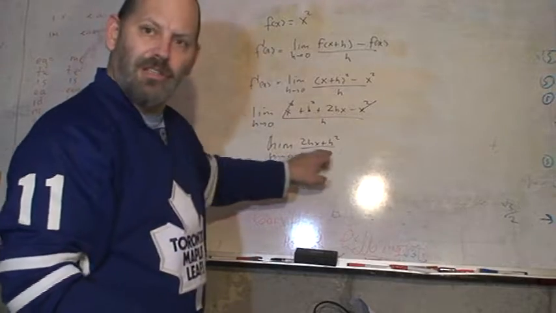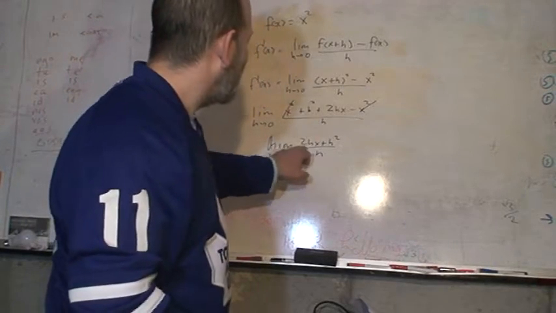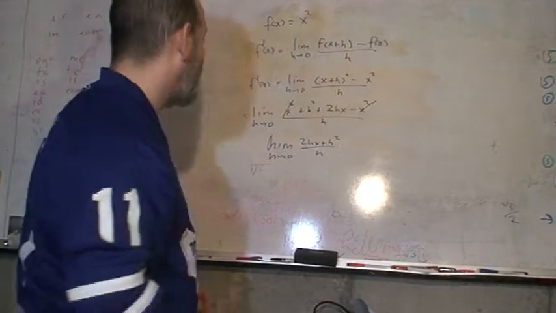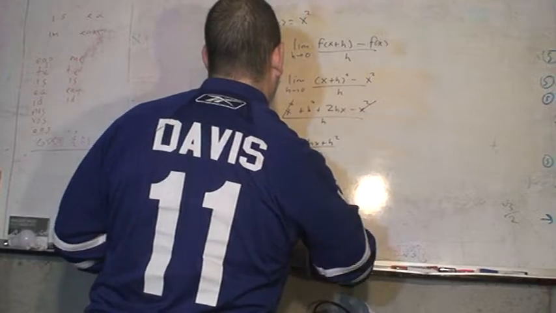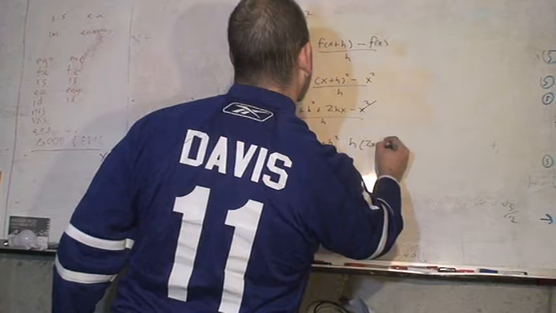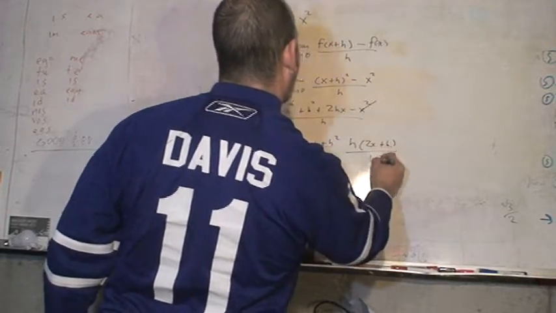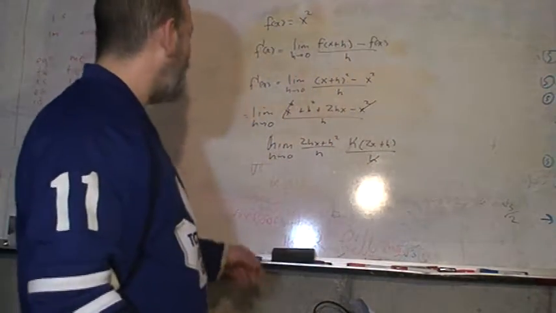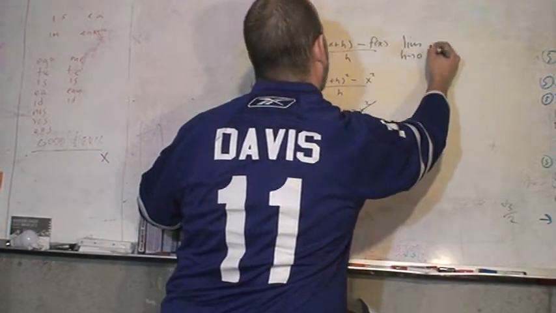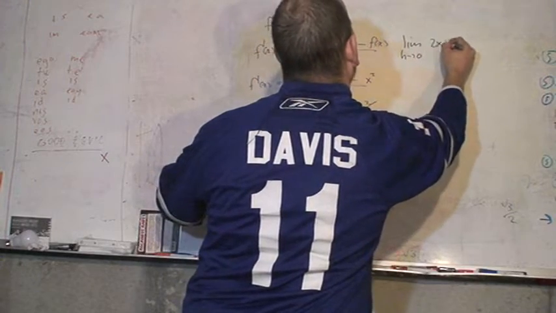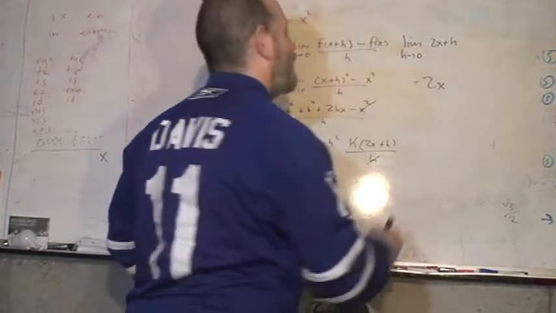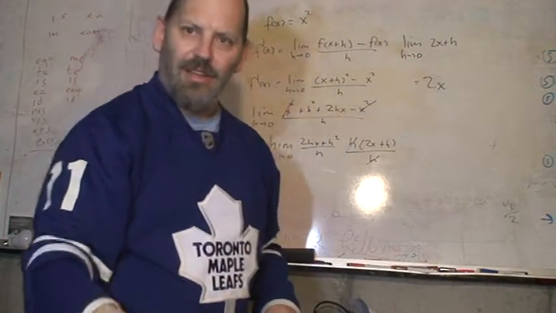You can see the h's here. So what we're going to do is take out a common factor, so we can get rid of this denominator. It's going to be h, which equals h times 2x plus h, all over h. The two h's cancel out, and so the limit as h goes to 0 of 2x plus h goes to 2x, and your derivative is 2x.